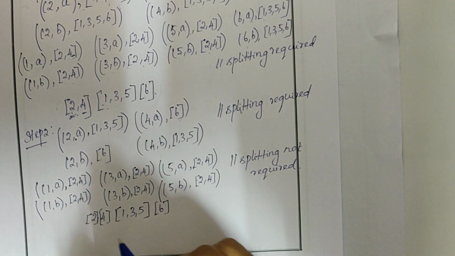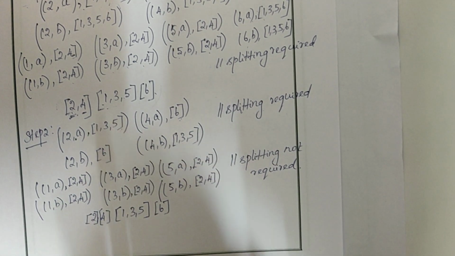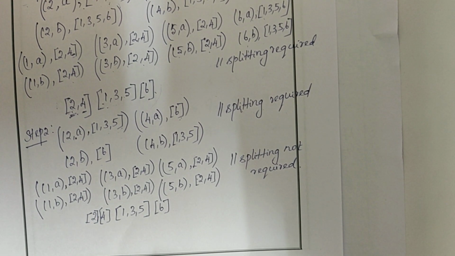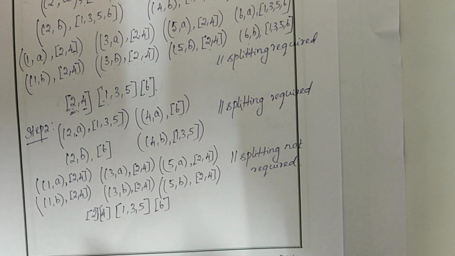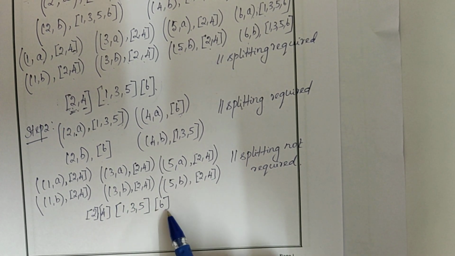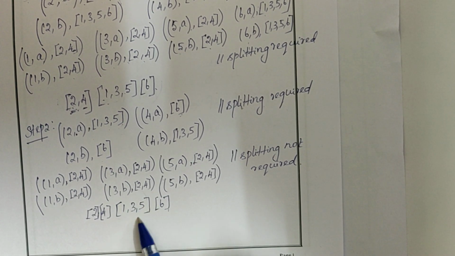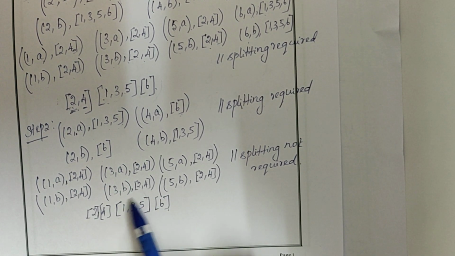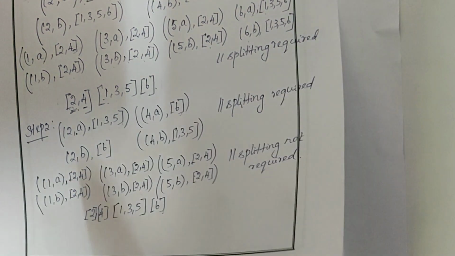Right? Now how many classes do I have? 2, 4, 1 3 5, 6. Right? Now I have to check. See, 2 is split, 4 is split, 6 also is a single state in a class. Now I have to check only this, whether this class can be split or not. So what will I do?